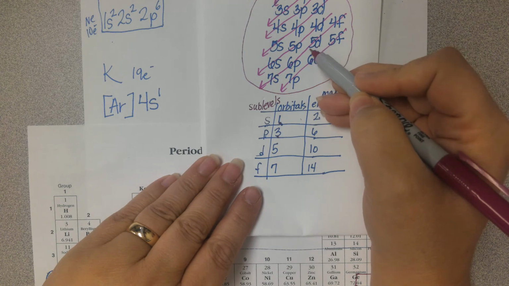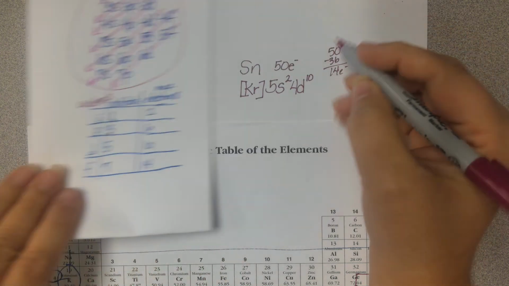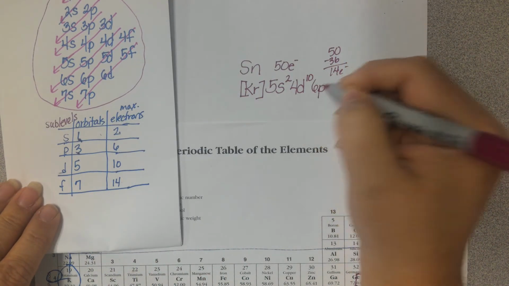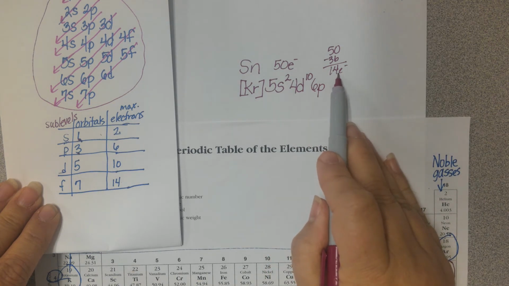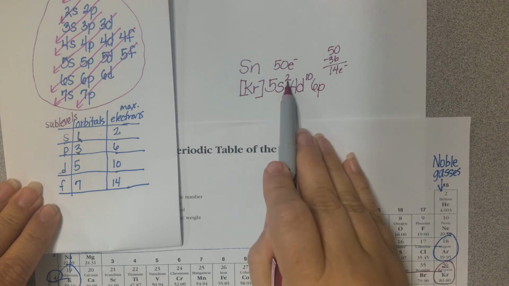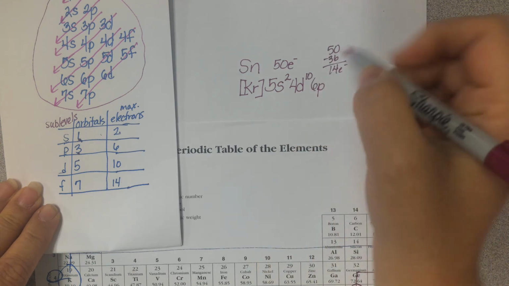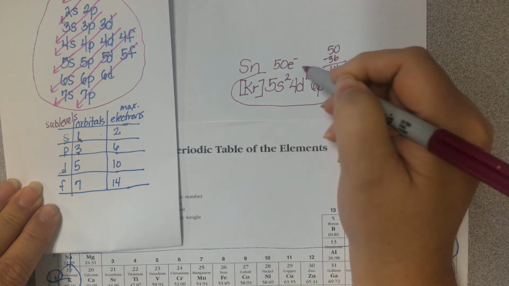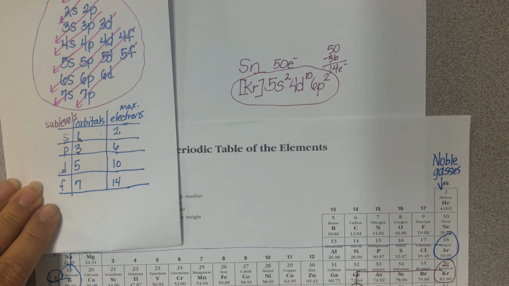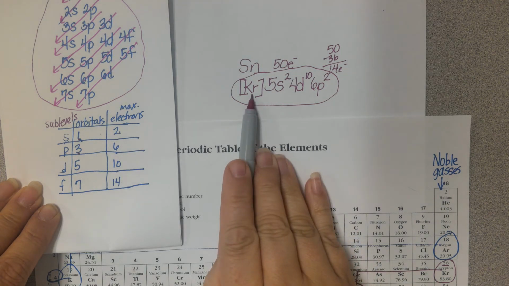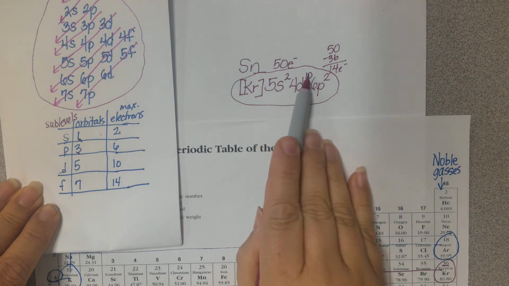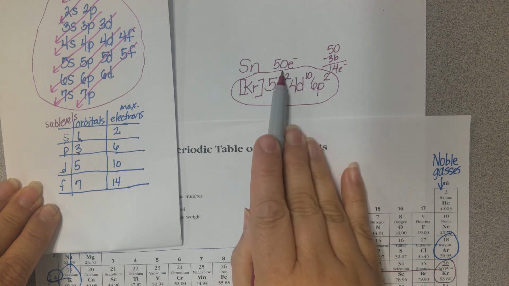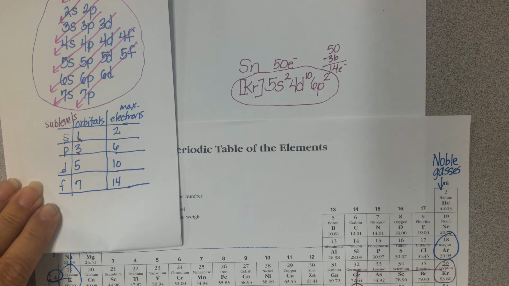So after 4d, 5p is next. And so 5p. And then remember, I was trying to add on 14. So there's 2 and 10, that's 12. So I only need 2 more. And so tin's shorthand configuration is Kr 5s2 4d10 5p2. 36 electrons here, plus 2 plus 10 plus 2 gives me 50 electrons.